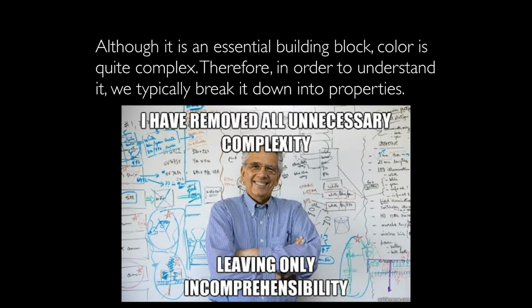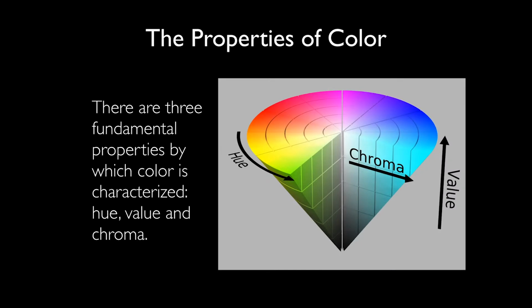We are not going to go that much into depth in this class, but we do need to understand the basics, and in order to do that, we typically break down color into a few properties. In fact, there are three fundamental properties by which color is typically characterized. You see them here on the screen. You have hue, you have value, and you have chroma. We're going to talk briefly about what each one of these things means.